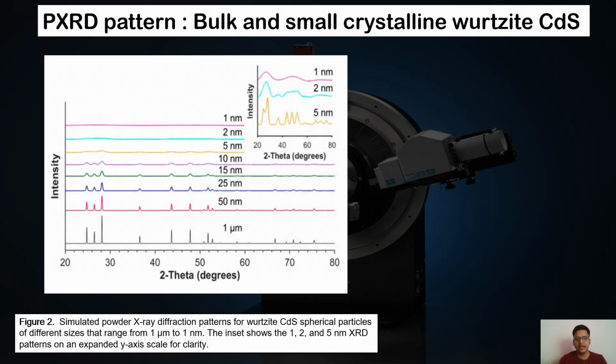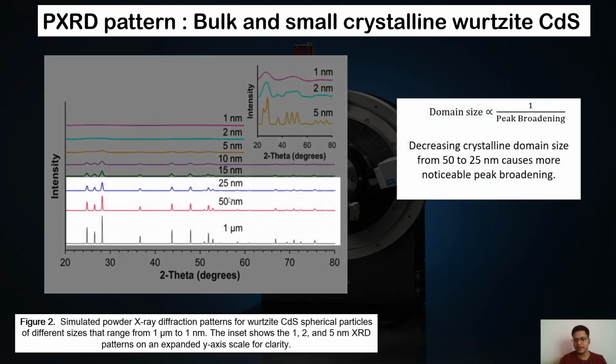What I'm trying to say is, if you compare bulk and small crystallites, you can see there is a sharp peak which decreases, the red one you can see. Now you can see that the domain size d is inversely proportional to peak broadening. From 1 micrometer to 25 micrometer, the peak sharpness decreases and it broadens. Why does it happen?